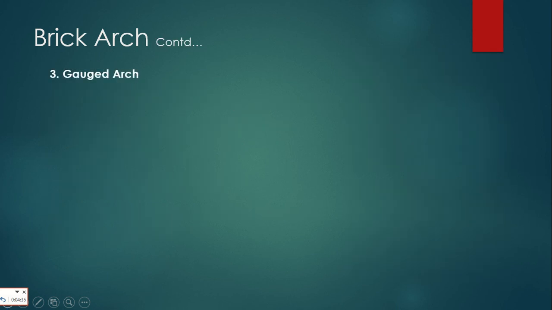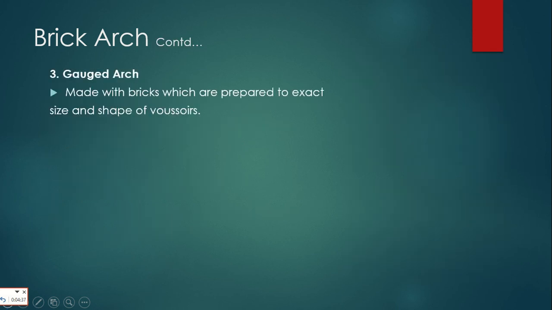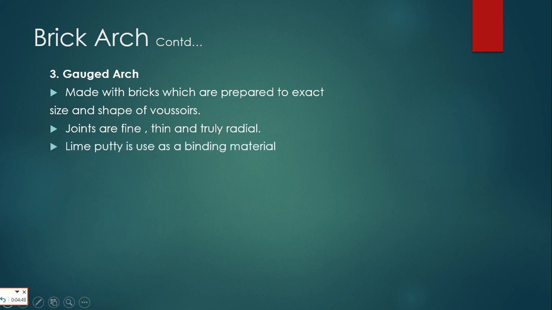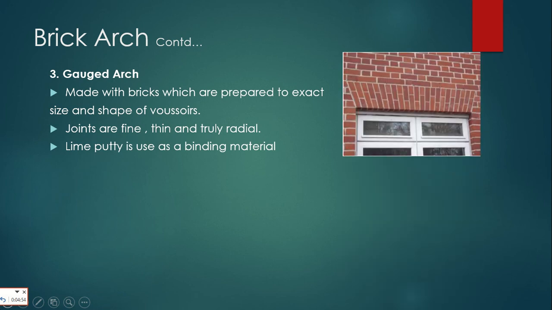Next, gauged arch. These are made up with bricks which are prepared to exact size and shape of voussoirs. Joints are fine, thin and truly radial. Lime putty is used as a binding material in gauged arch. So this is nothing but a type of gauged arch where a proper shape is given to each and every unit of an arch.